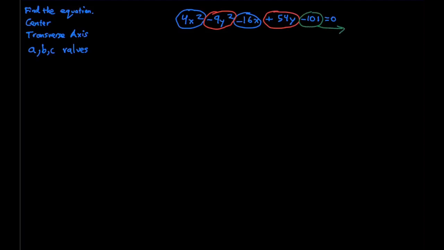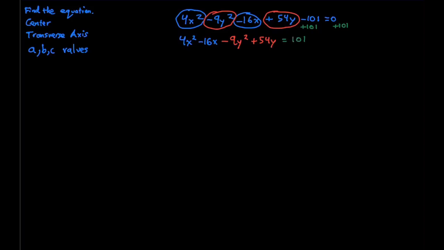So you can rearrange it. You can put the 4x squared with the negative 16x, followed by negative 9y squared, plus 54y. To move the constant to the other side, we'll go ahead and add it to both sides. This way it's on the other side.